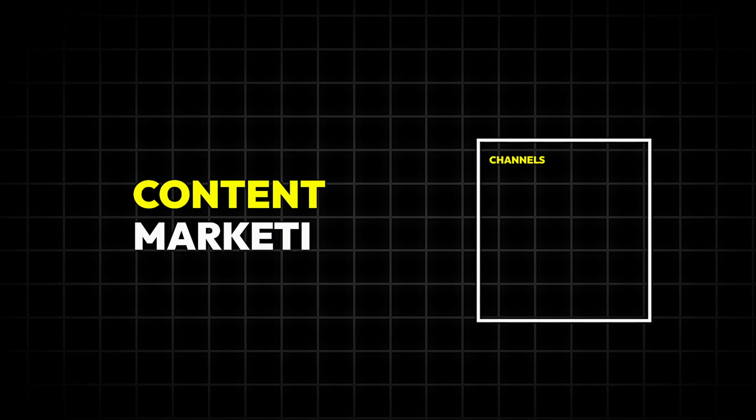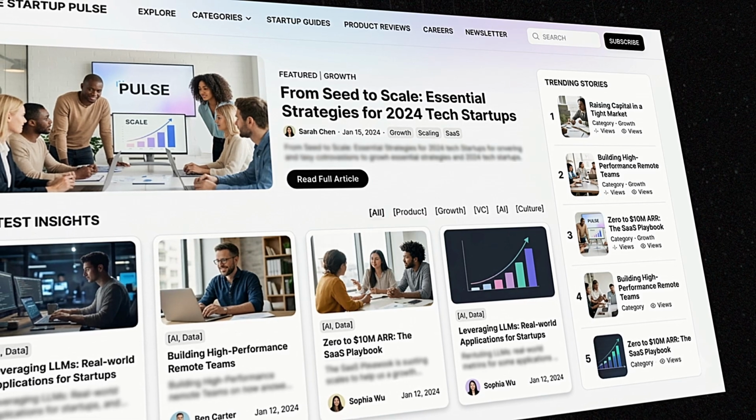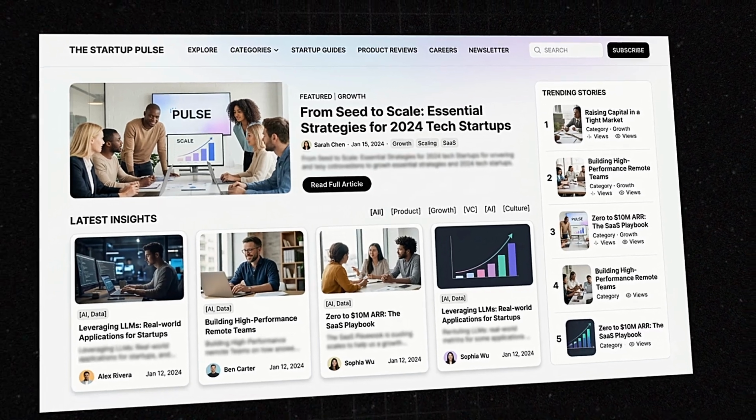Now for Buffer, the best marketing channel was content marketing. So they didn't spend money on ads. Instead, they wrote blog articles on tech blogs to drive traffic to their website.